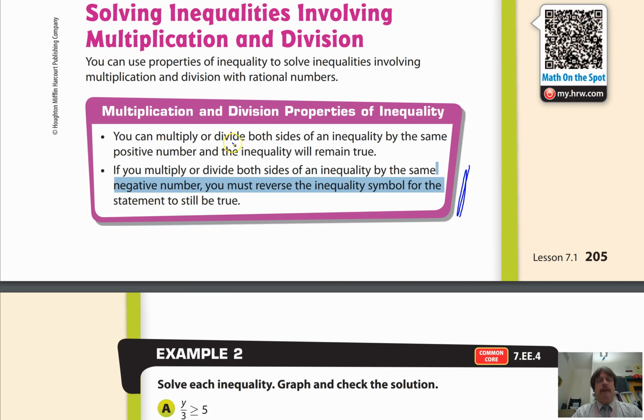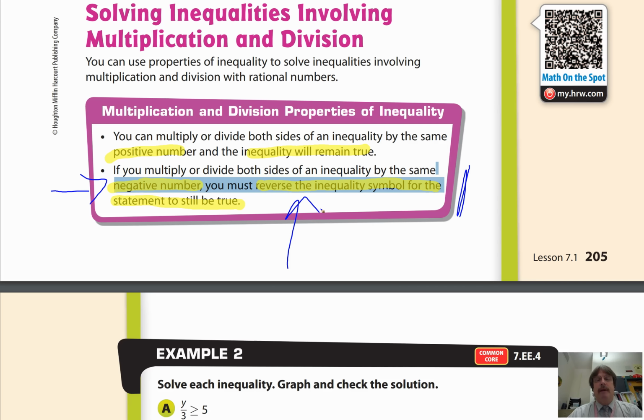So you can multiply or divide both sides of an inequality by the same positive number, and the inequality will remain true. If you multiply or divide both sides of an inequality by the same negative number, and that's the key, negative number, multiply or divide, you must reverse the inequality symbol for the statement to be true. This is the important concept here.